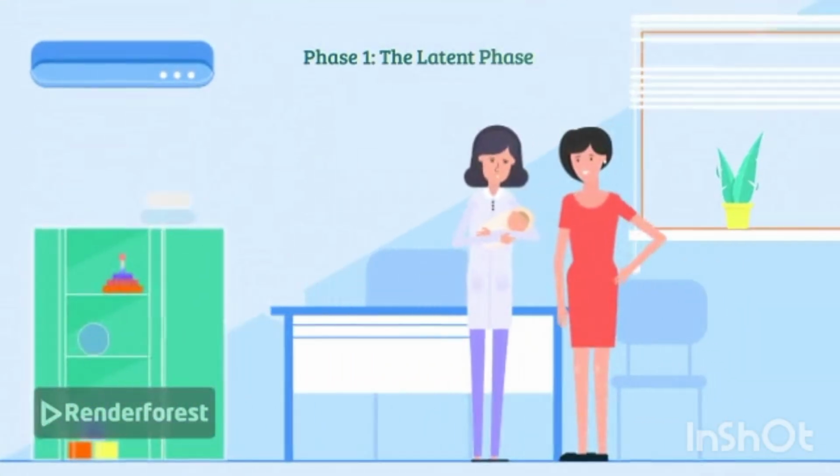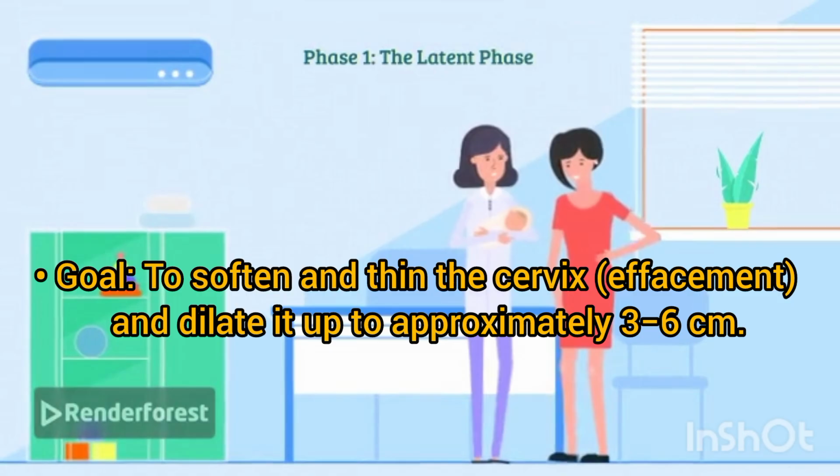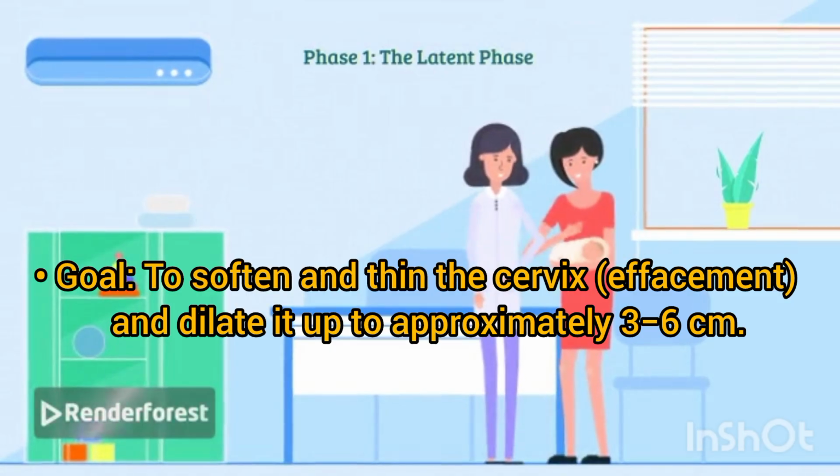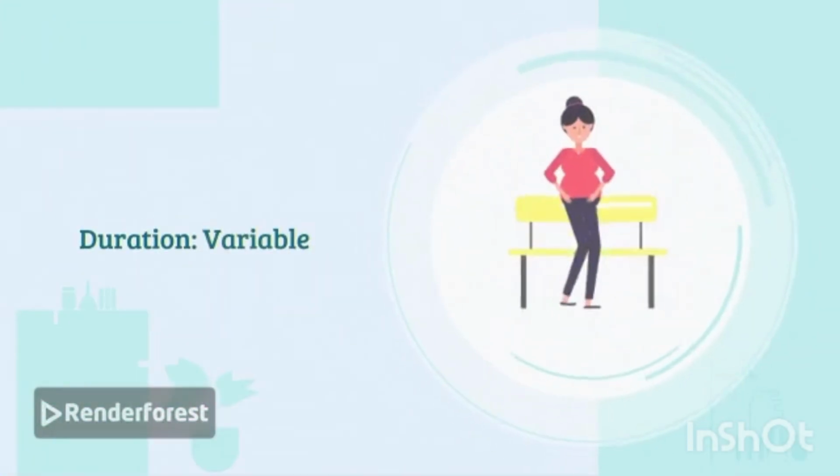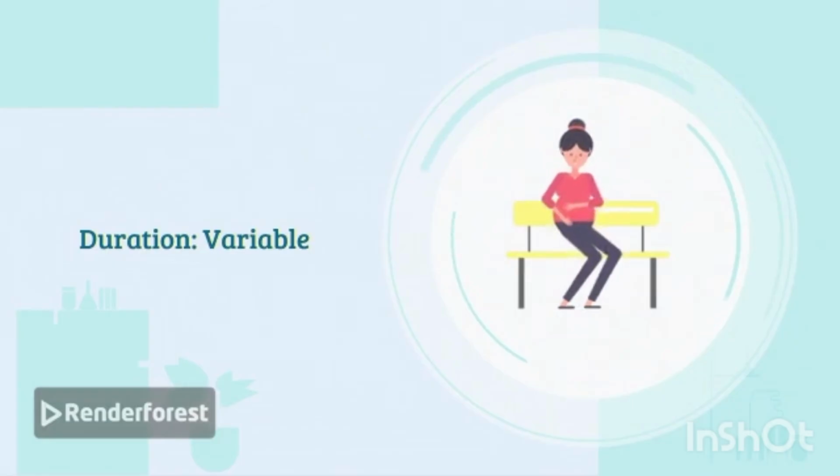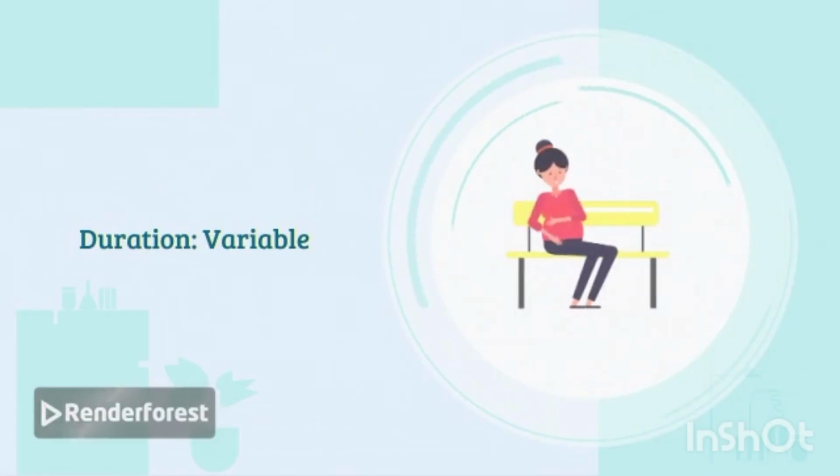Phase 1. The latent phase. The goal is to soften and thin the cervix and dilate it to 3–6 centimeters. The duration is highly variable, lasting many hours or even days, especially in first-time mothers. This is the stay-at-home phase.